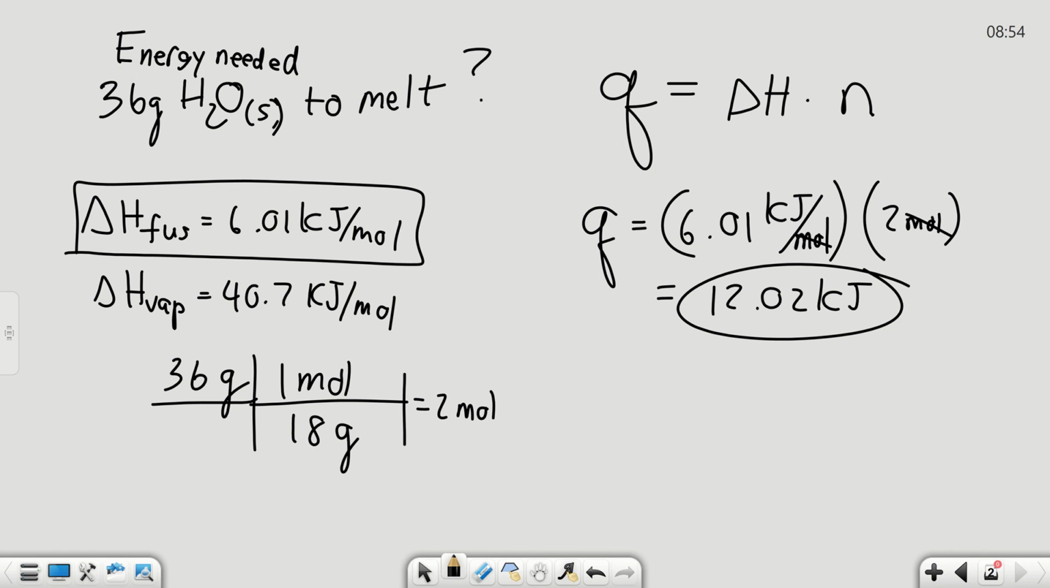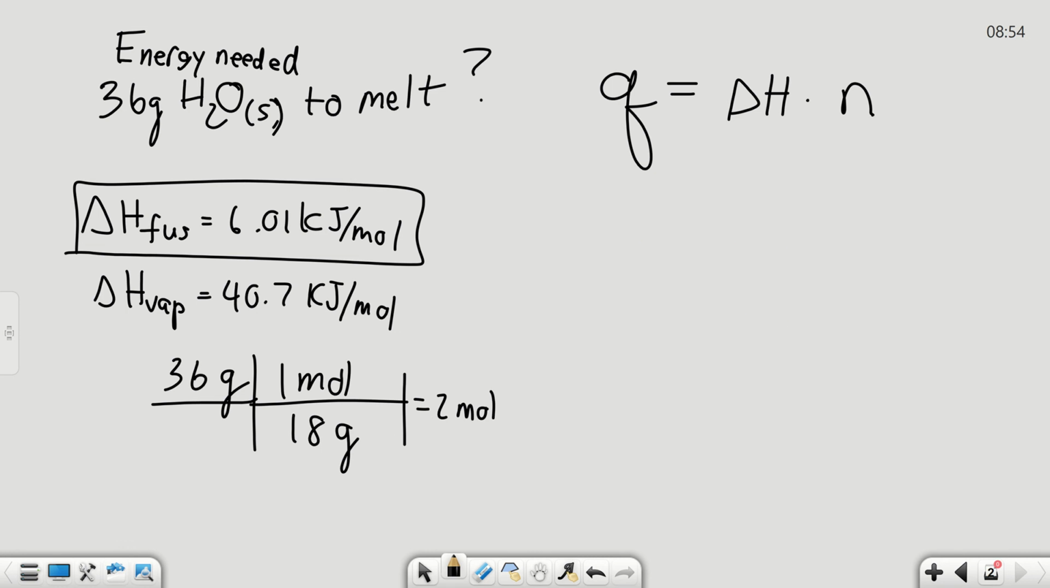I could get tricky here and say the opposite. Let's say I have 36 grams of steam, of gaseous water, and I want to know the energy needed to condense it.